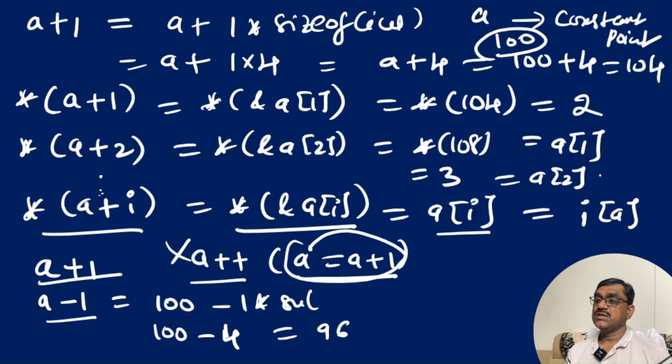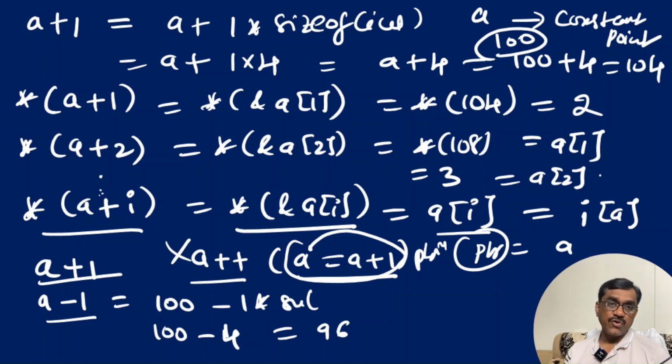You can store the address of a at some pointer variable ptr, and you can say ptr plus plus. That is valid when you take an ordinary pointer. But when you talk about the constant pointer, that is the name of the array, then a plus plus is not valid. It will give an error. This is about how to use an array name as a pointer and how to perform the basic arithmetic operations on a single array name. So this is about the array name which is pointing to a one-dimensional array.